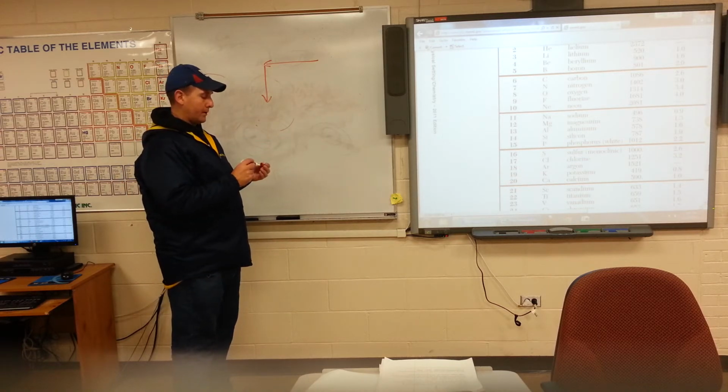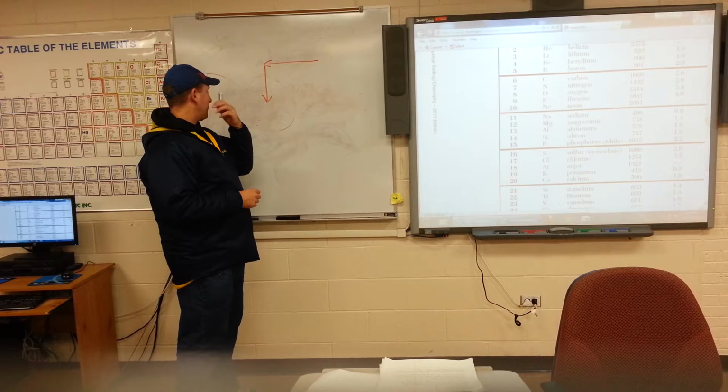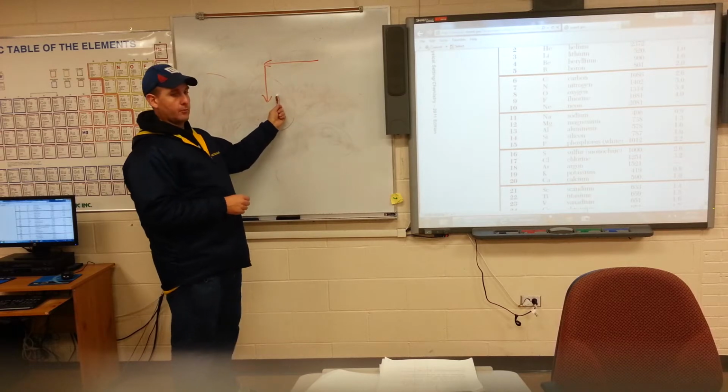There are exceptions, but for the most part, whatever increases as you go from right to left also increases as you go down a group, and whatever decreases as you go from right to left also decreases as you go down a group. So next to the two stars, I want you to write the following: usually whatever increases or decreases as you go from right to left across a period will increase or decrease as you go down a group.